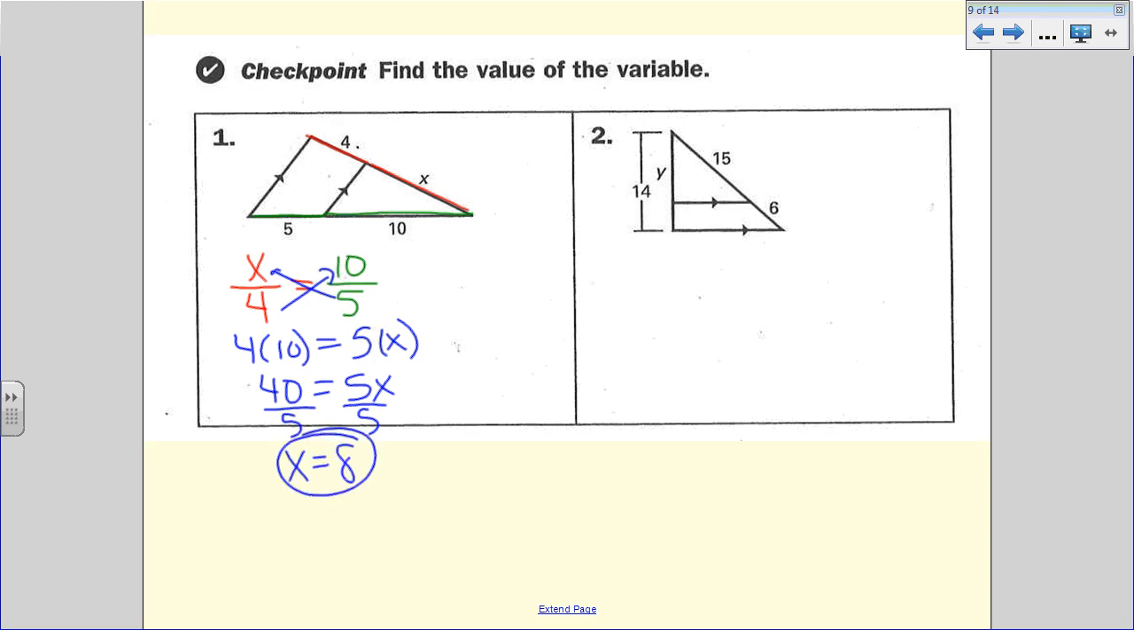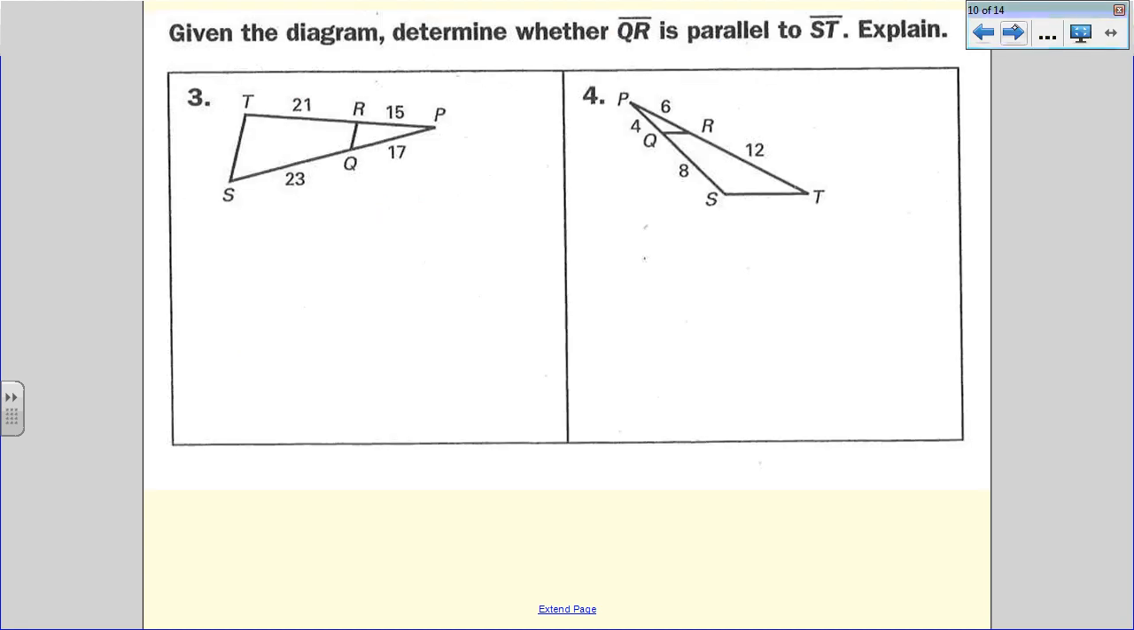You guys are going to do this on your own. But what you need to do is make sure that you look back at example 2. This is the one where they give you the entire segment, the entire side length to start off of 14. So you want to look at example 2 to follow along with. Let's take a look at checkpoint number 3.